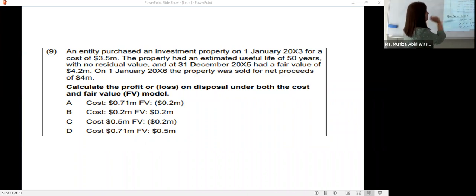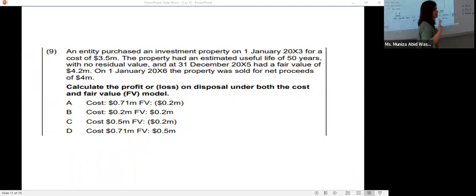The depreciation was taken on straight line basis for 50 years. Is it? 3.5 divided by 50 because no residual value is there. For how many years we have to take depreciation? For 3 years. 3, 4, 5. So how much accumulated depreciation is there? Calculate it, deduct it from 3.5 million to calculate carrying value. 3.29 is the carrying value. 3.29. Sure.